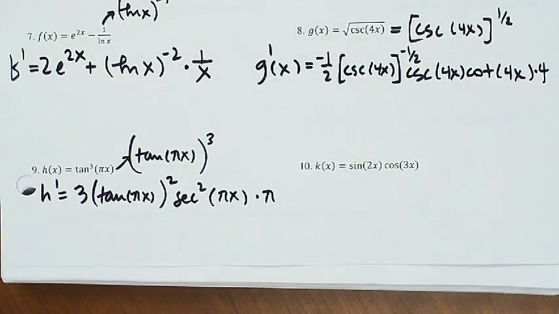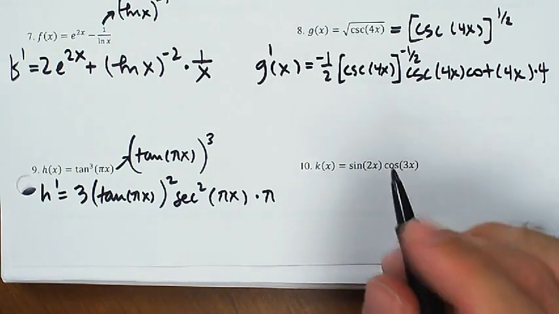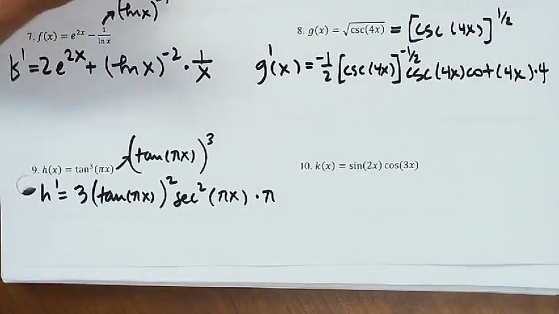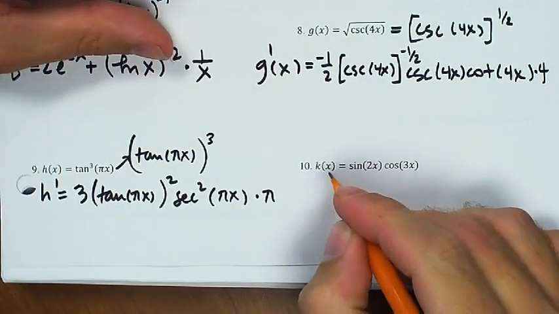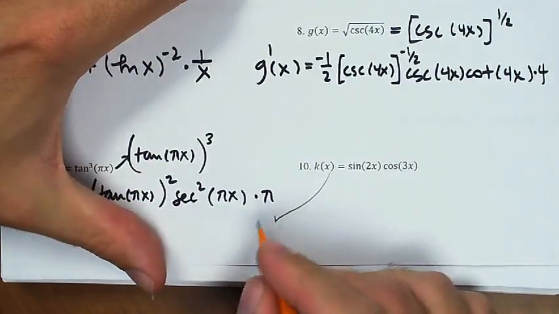Okay. K of x is sine of 2x cosine of 3x. So there's going to be product because of the sine times the cosine, and there's going to be chain because of the 2x and the 3x on the inside of the trig function. So this should be exciting. I might switch to a pencil and go down here.